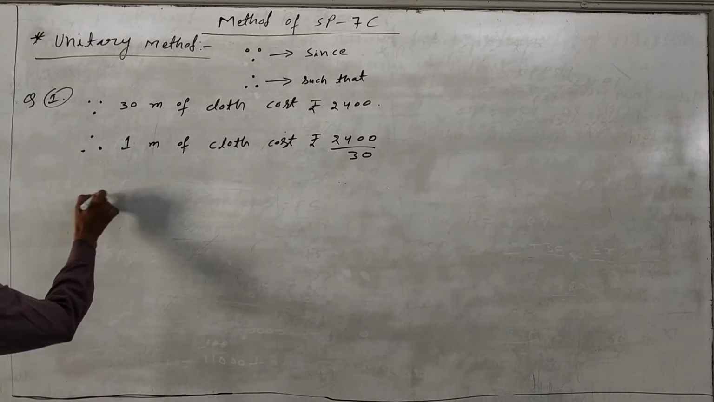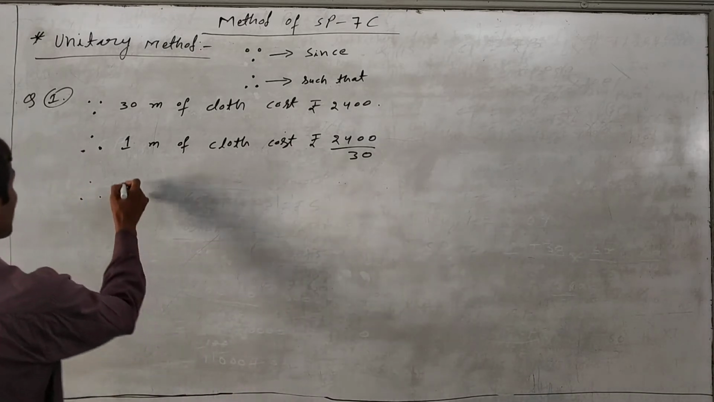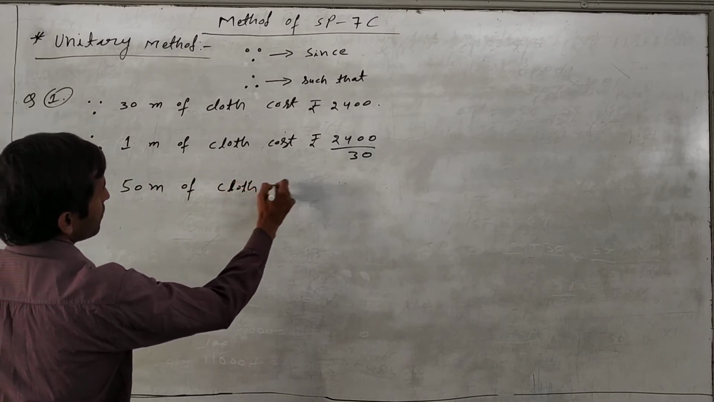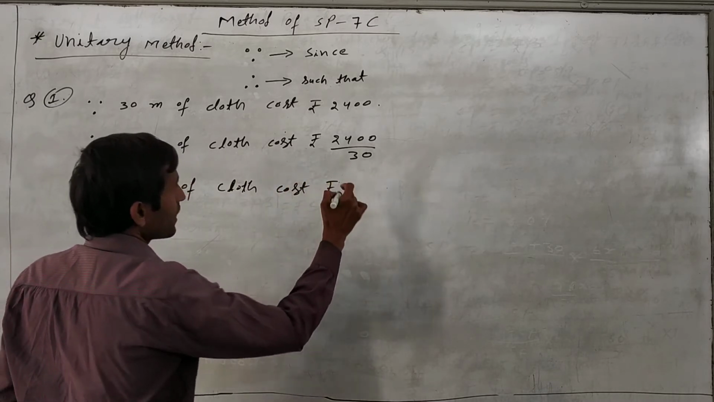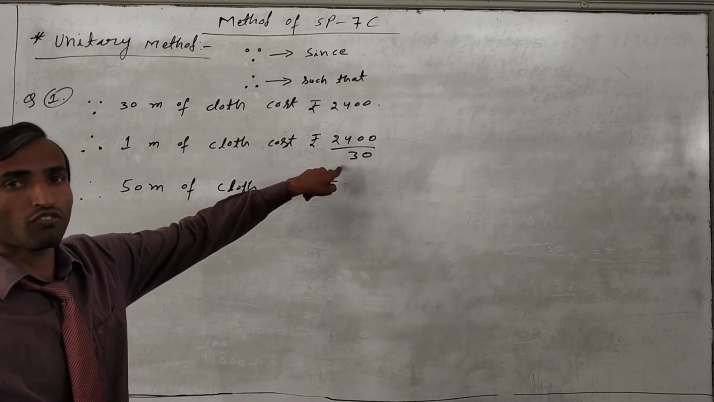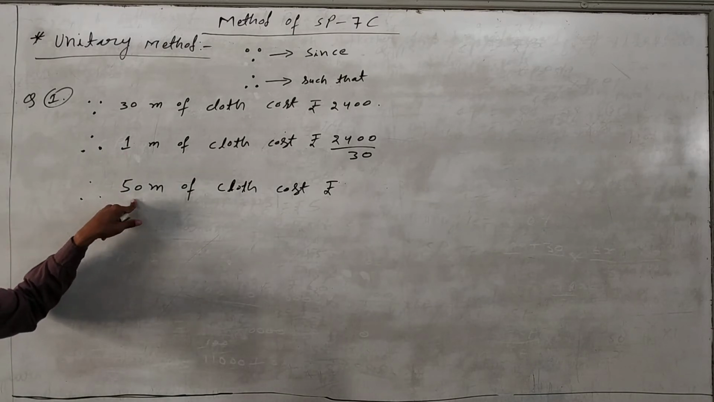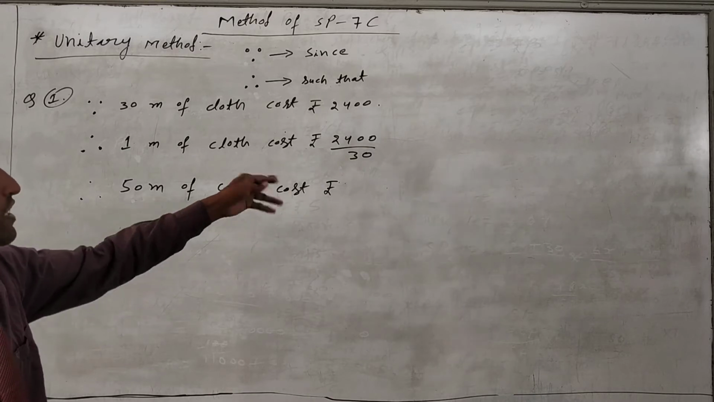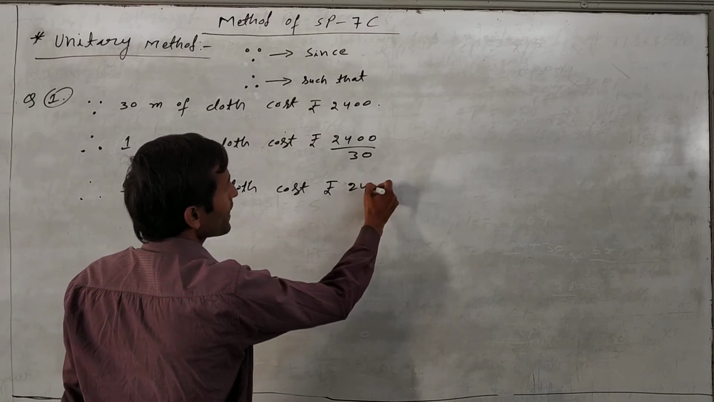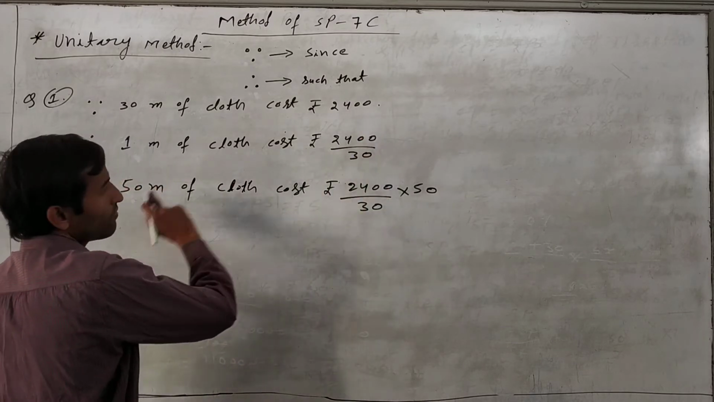Now in the third statement we have to find for 50 meter cloth. So write down here: for 50 meter cloth, how much will the cost be? For 1 meter we have already found it. Now we have to find for 50 meter. It is more than 1, so it will be more, and in this case we have to multiply. There will be no cancellation here, so write the same as it is and then multiply by 50.